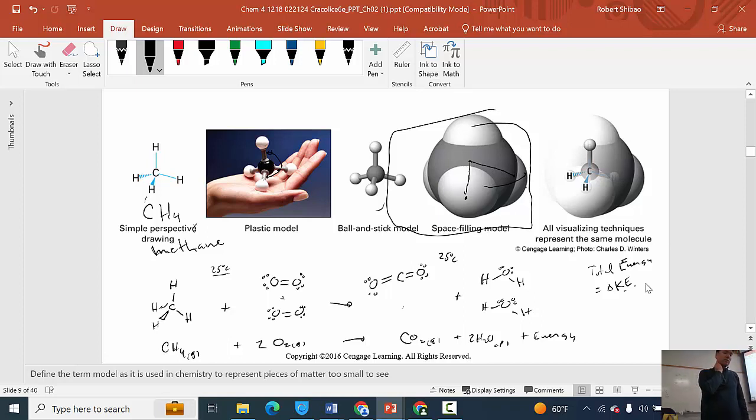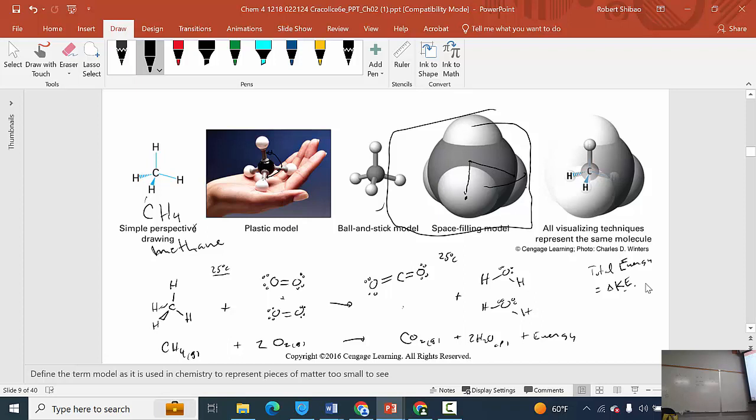So kinetic energy is a measure of what? Motion. Yeah. It's a measure of motion. So if there's zero kinetic energy, there's zero motion. If there's zero motion, what's the temperature? Absolute zero. And so, is this at absolute zero? No, that means there's kinetic energy there. This is not at absolute zero.